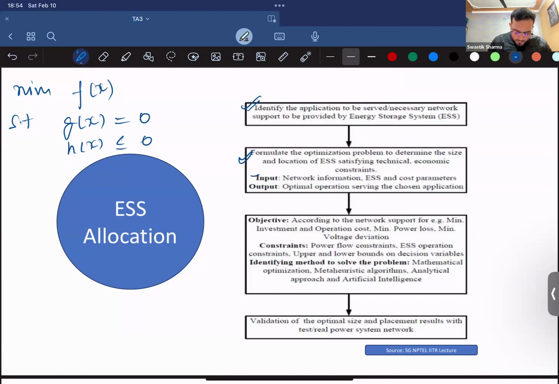So what it requires is network information. Network information is usually used for the power balance constraints or the power flow constraints. And then the ESS and the cost parameters. The output is generally the optimal operation serving the chosen application. So that's what you get out of the whole optimization problem.